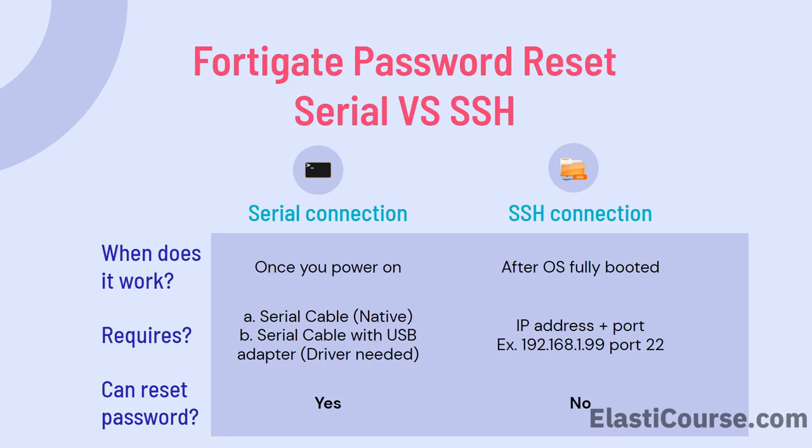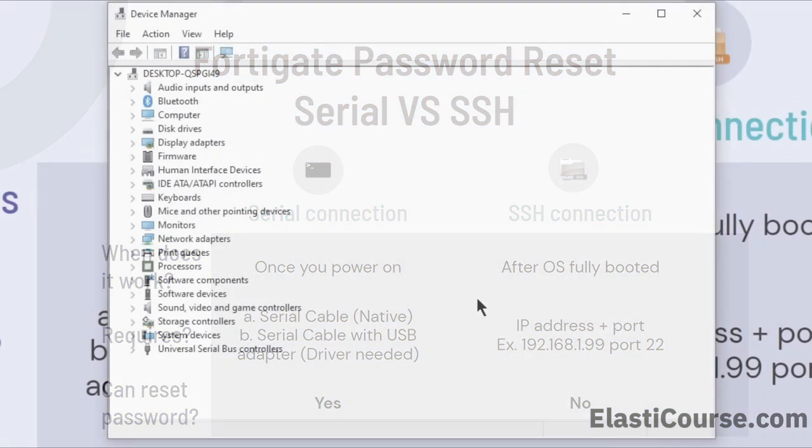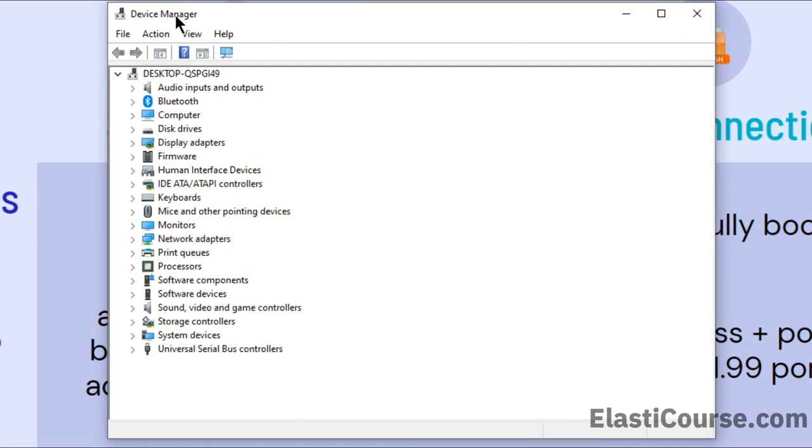Right now I connected my serial cable to the firewall, and I am also using a USB adapter because my computer does not have this old legacy serial connection. Now start by opening the device manager on your computer. Right now, as you see, there is nothing with any exclamation mark. Everything and all the drivers are good to go.